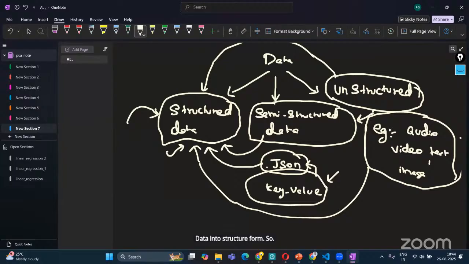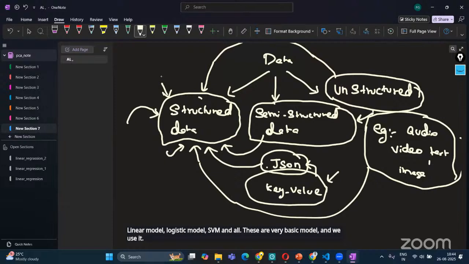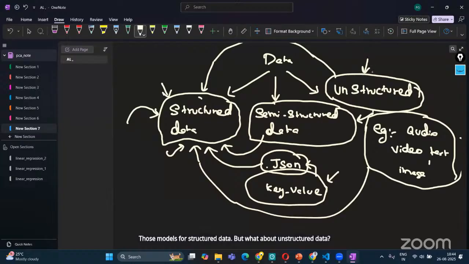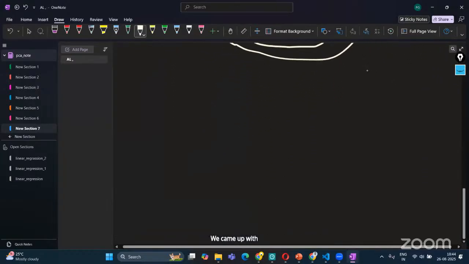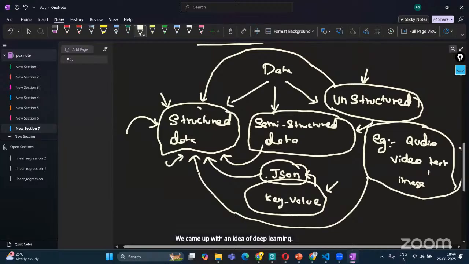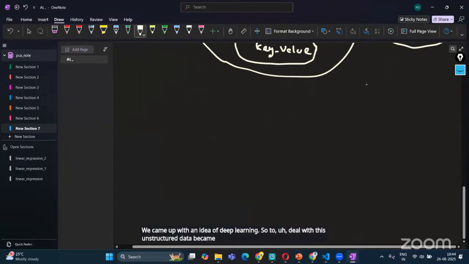Most of the basic ML models work on structured data. Basic ML models might be linear models, logistic models, SVM, and so on. These are very basic models, and we use them for structured data. But what about unstructured data? To deal with unstructured data, we came up with the idea of deep learning.